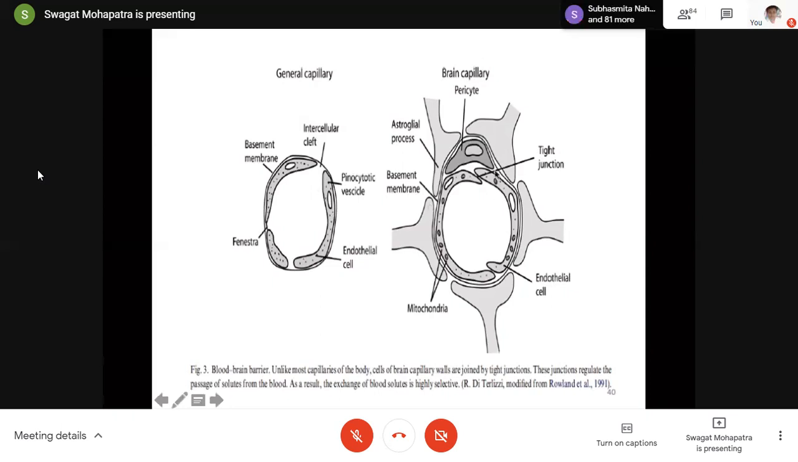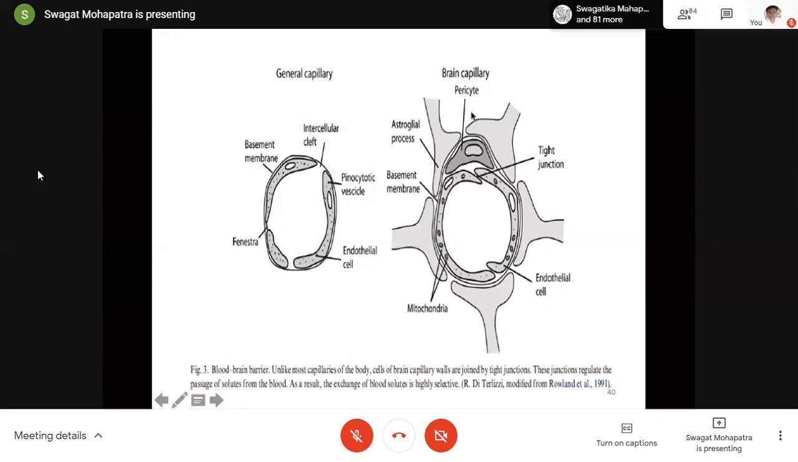But what are the different components of the capillaries of the brain, and how do they look? Here you can see between the endothelial cells, we have tight junctions. Tight junctions are present between the endothelial cells. Apart from that, you remember the neuroglial cells, astrocytes. These astrocytes were star-shaped cells. They used to extend their processes, and the terminal ends of the processes were called perivascular end feet. We had discussed this in the previous classes.